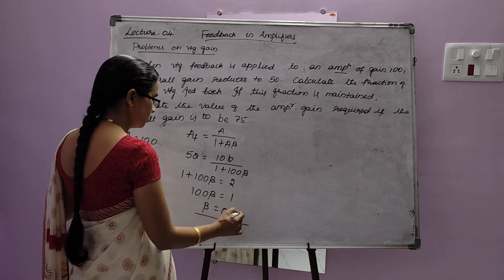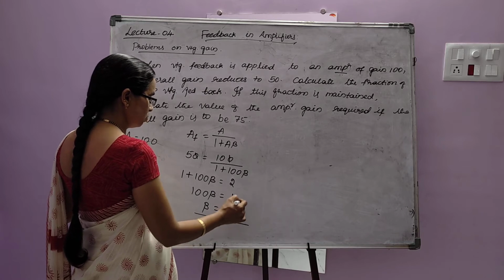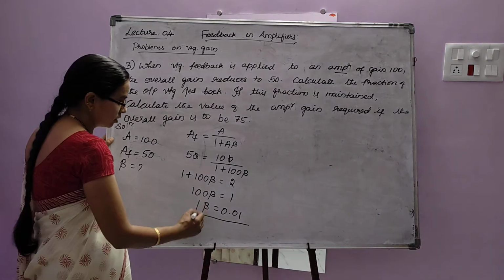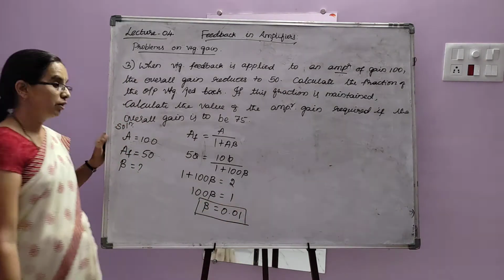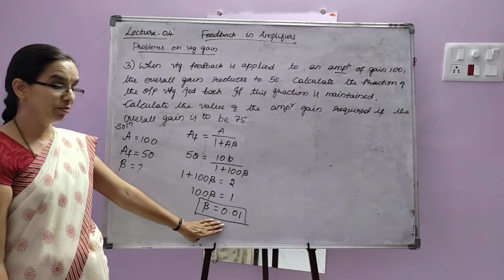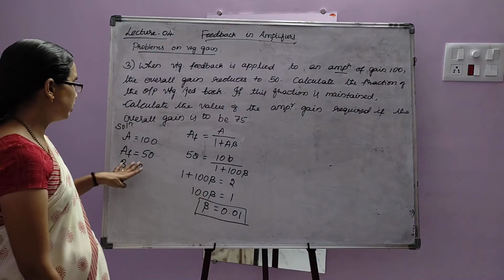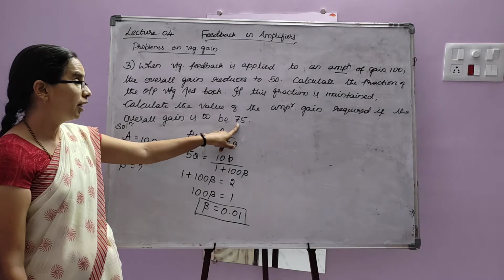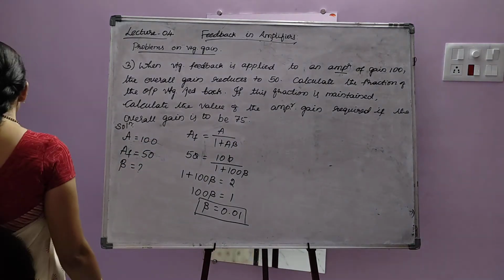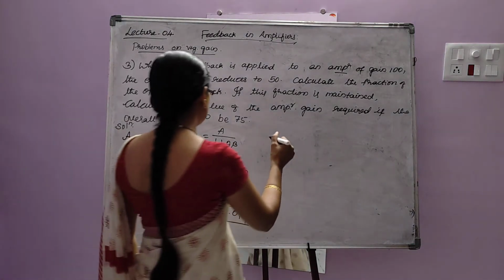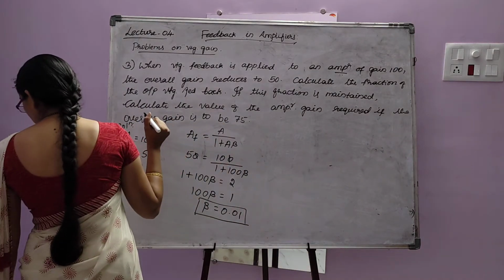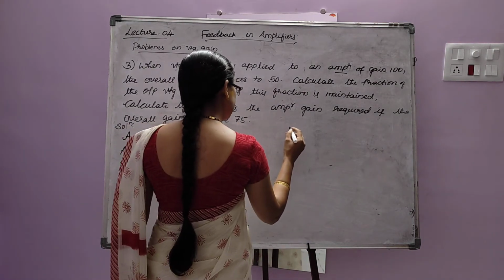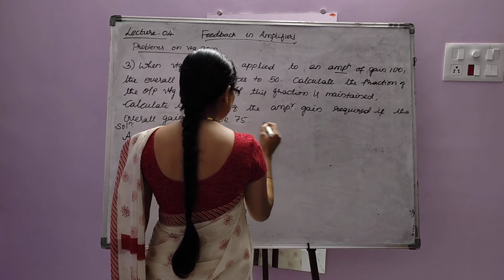0.01 it is. 10, okay, 0.01, that is 1%. If this feedback fraction is maintained, what will be the gain of the basic amplifier if the gain with feedback is 75? So in this we have beta and gain with feedback.